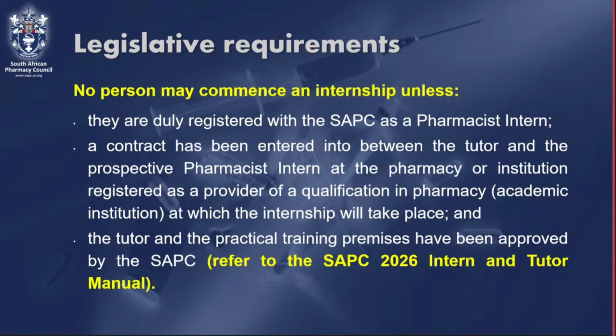The legislative requirements. No person may commence an internship unless they are registered with the Pharmacy Council as a pharmacist intern. A contract has been entered into between the tutor and the prospective pharmacist intern at the pharmacy or institution registered as a provider of a qualification in pharmacy, or the academic institution at which the internship will take place. We all know that interns can also do an academic internship where they pursue their masters. And the tutor and the practical training premises have been approved by Pharmacy Council. So in order to conduct training within any institution, you need to ensure that that site has been approved by council.